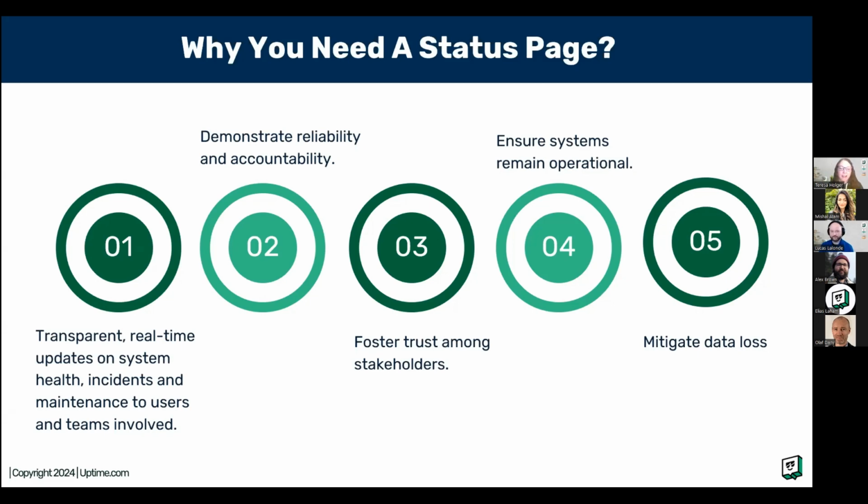Today we're going to talk about why you need a status page. Status pages are vital for every SRE and DevOps alike because they provide transparent, real-time updates on system health, incidents, and maintenance to users and teams. They keep your users informed, they manage your expectations, and demonstrate reliability and accountability, fostering trust among your stakeholders. In these dynamic environments, it is essential that your systems remain operational and communicate effectively during downtime. So this in turn mitigates data loss.